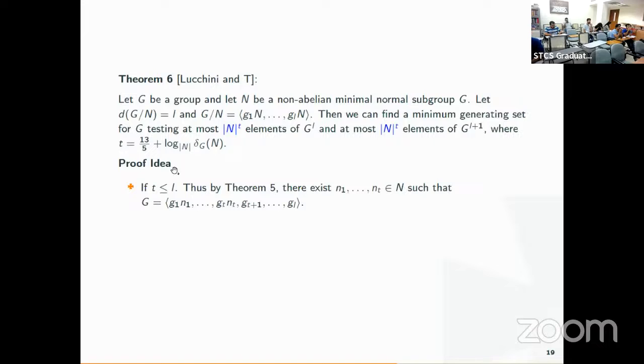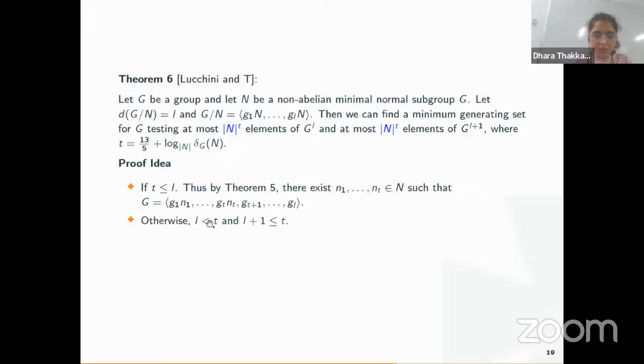Okay. So if T is less than or equal to L, then from the previous theorem, we can have a special generating set of G. So here we need to try |N|^T many T-tuples, and we can construct one generating set for G. Now, what if T is not less than or equal to L?